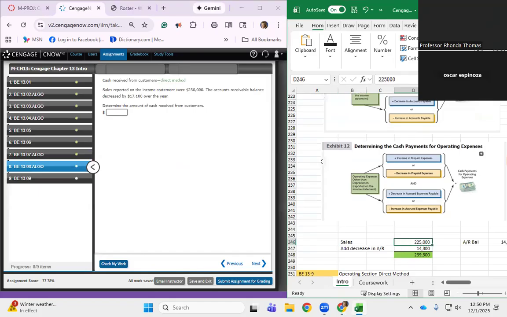So you're going to start off with how much is in sales, okay? I got 230,000 in sales. The accounts receivable balance decreased by 17,100 over the year. What do you do with a decrease? You add it. So we're going to add the decrease in accounts receivable. So my decrease is 17,100.